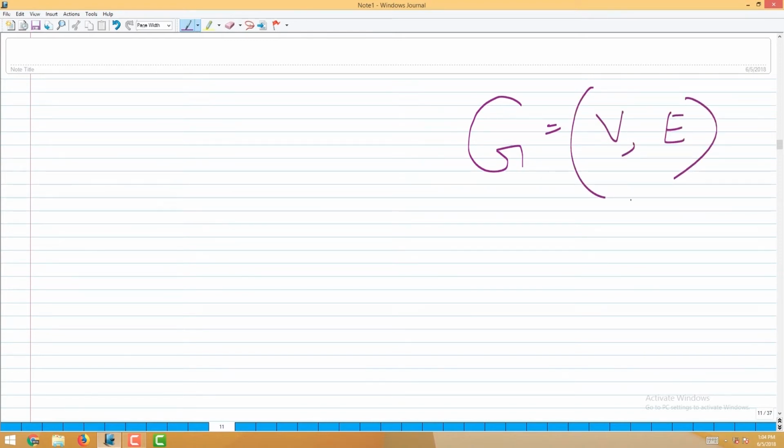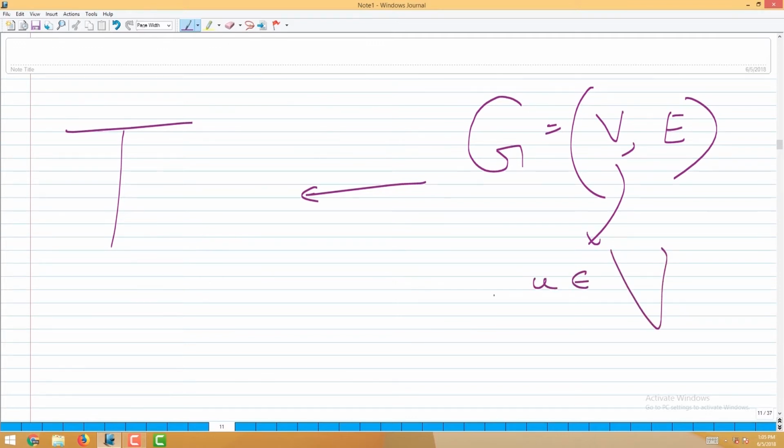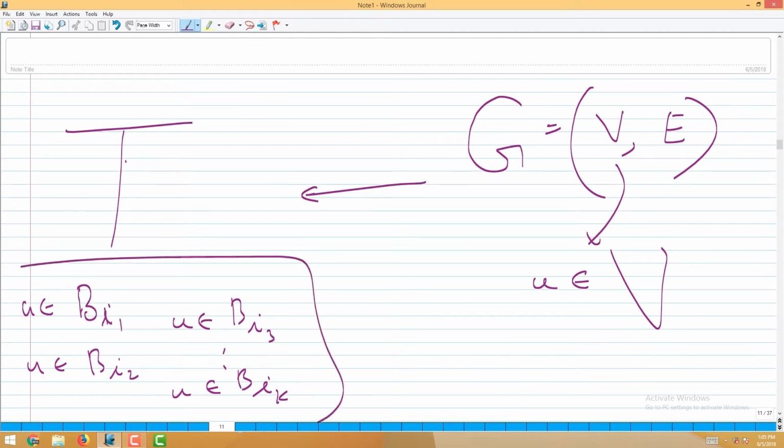This is the given chordal graph. For this, I have this conceptual tree I have defined. Now take any u element of V here, and in this tree, remember each vertex is a bag. Now look for all those bags of which u is a part, say Bi1, u is an element of Bi2, u is an element of Bi3, and u is an element of Bik. Suppose some k bags I identified in which u is part of.